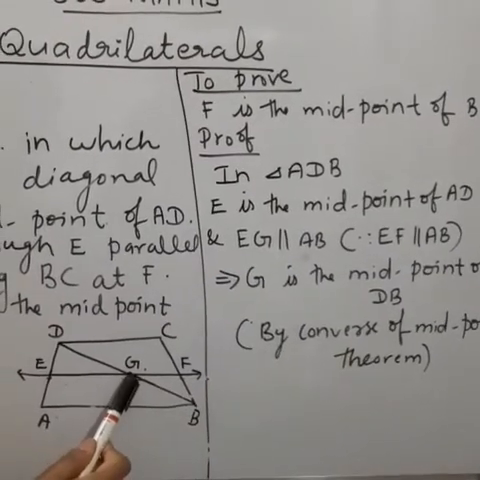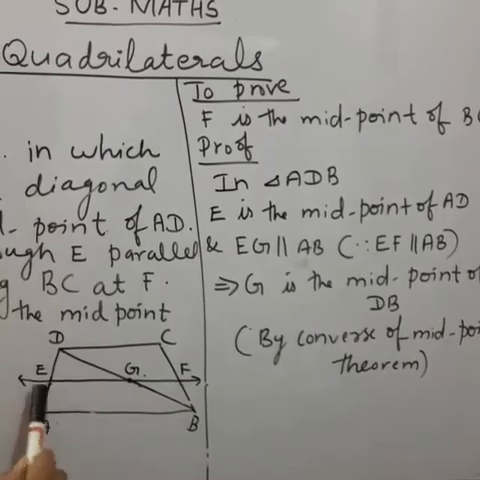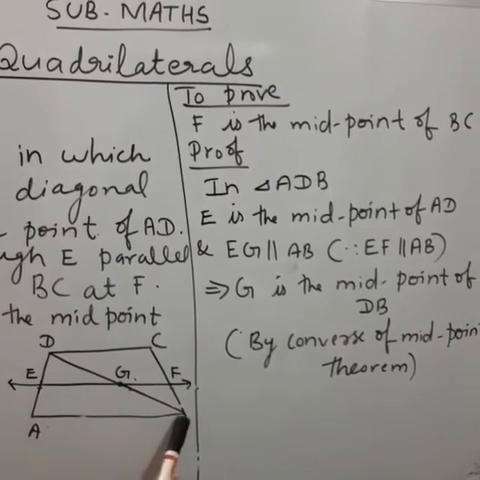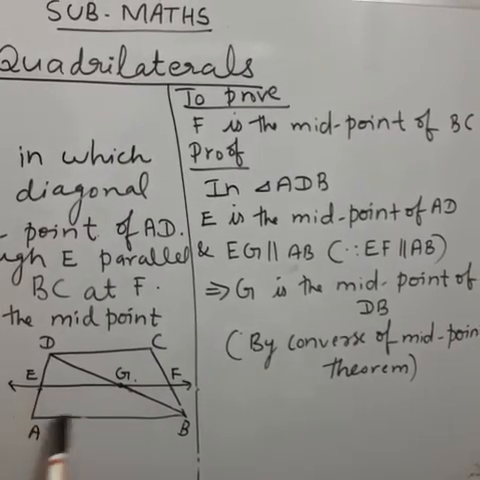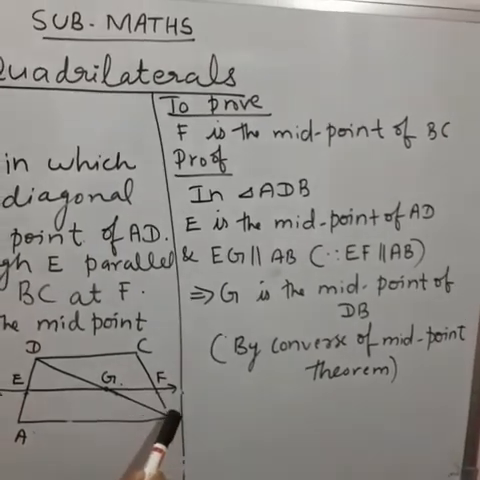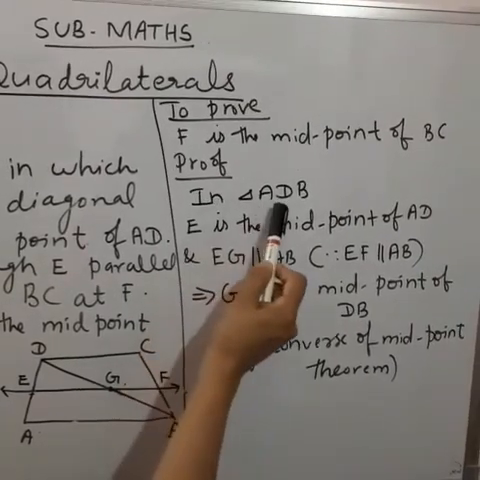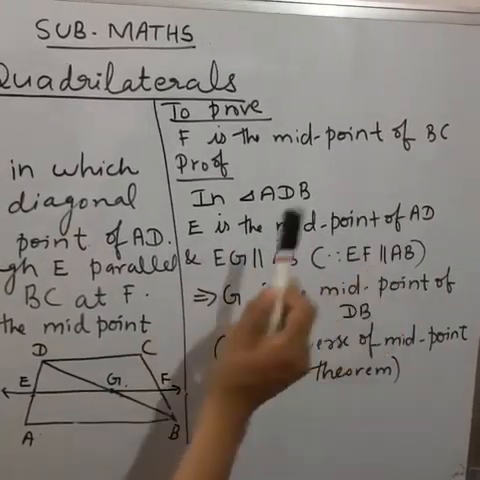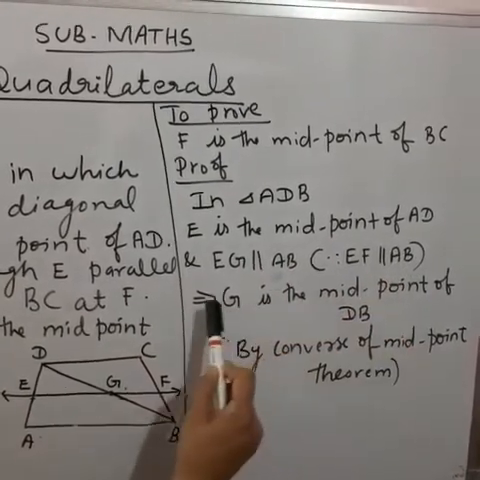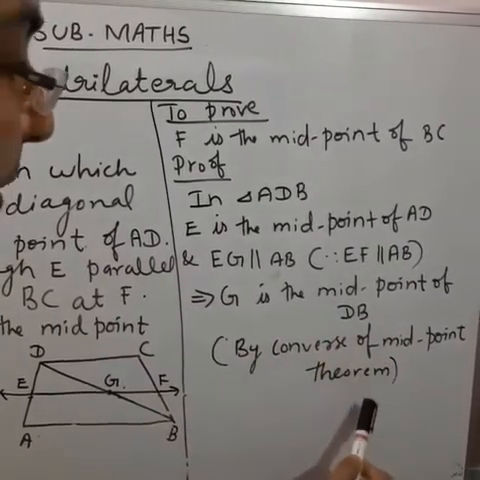So here I have taken a point G. Now in triangle ADB, E is the midpoint of AD and EG parallel to AB. It is given that EF parallel to AB, then EG is also parallel to AB. So by converse of midpoint theorem, G is the midpoint of DB. So I have written here in triangle ADB, E is the midpoint of AD and EG parallel to AB since EF parallel to AB. That implies G is the midpoint of DB by converse of midpoint theorem.